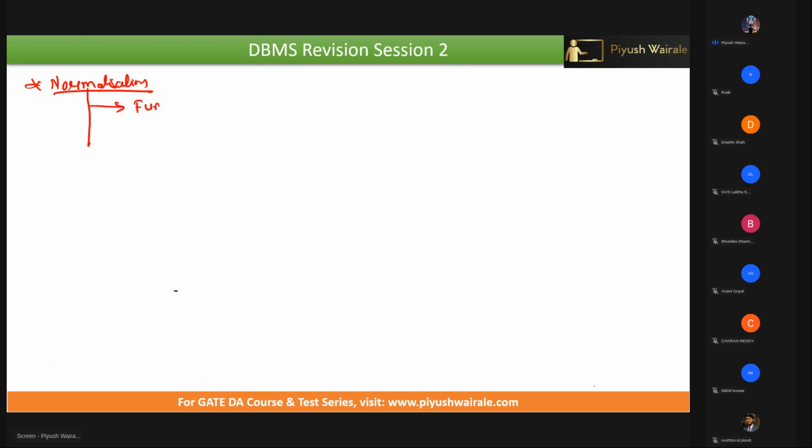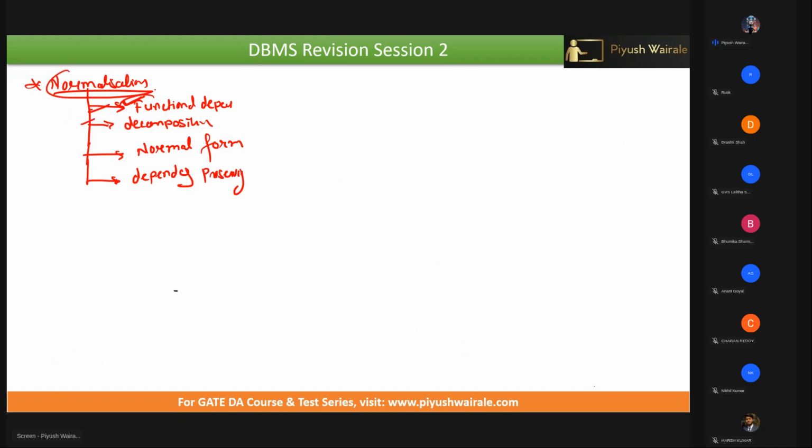Functional dependency. Then we have the decomposition part, and all the properties and the keys related to the functional dependency concept, right? All these things. Then we have different normal forms, decomposition, and then we have dependency preserving also, right? Dependency preserving, all these are important concepts, okay? And it's all linked to the normalization concept here.